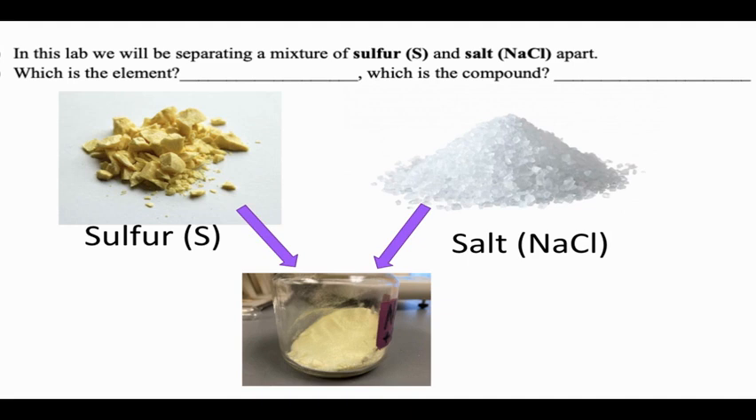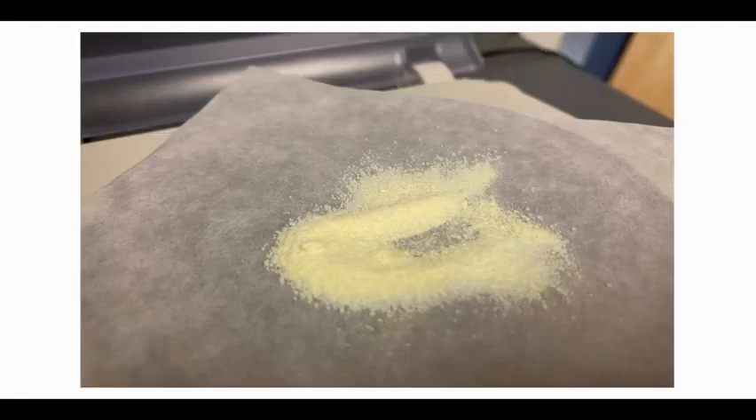So, to begin our lab, we are going to be separating a mixture of sulfur and salt. You can see 2 pictures of these materials as they are individually separated. Sulfur is a yellow powder there on the left. Salt is a crystal that you see here on the right. In this jar is where you will find your mixture of both sulfur and salt mixed together. And here is that mixture a little bit more up close.